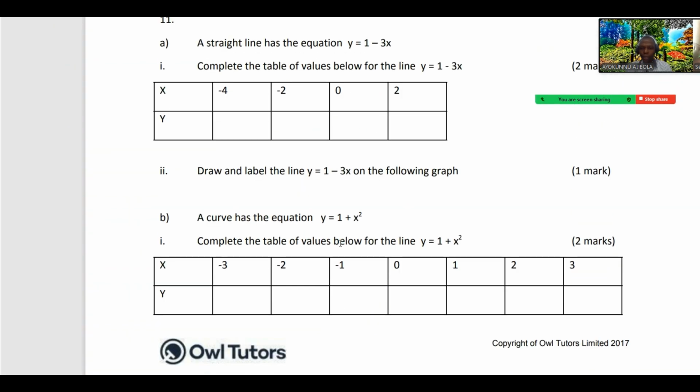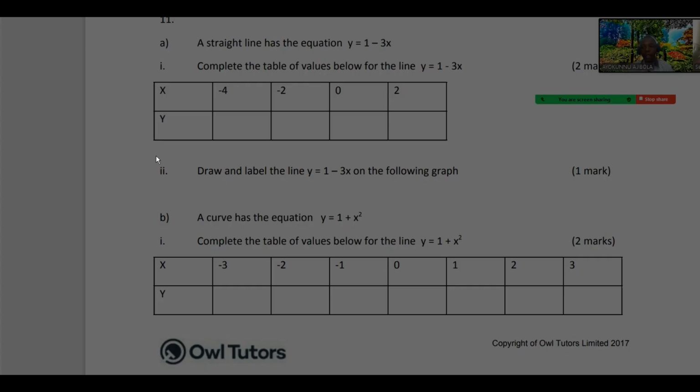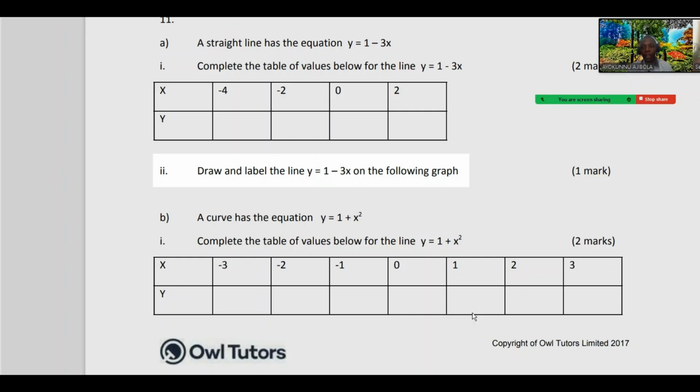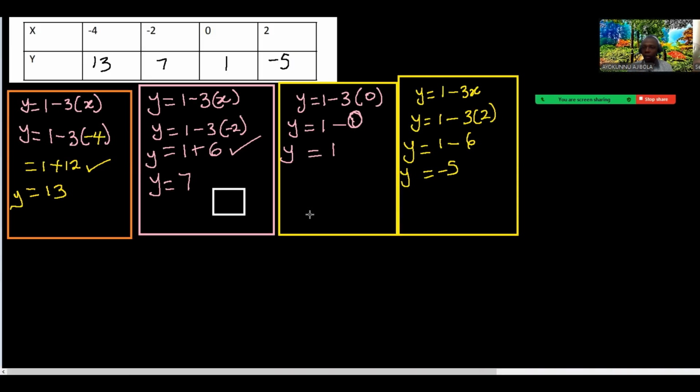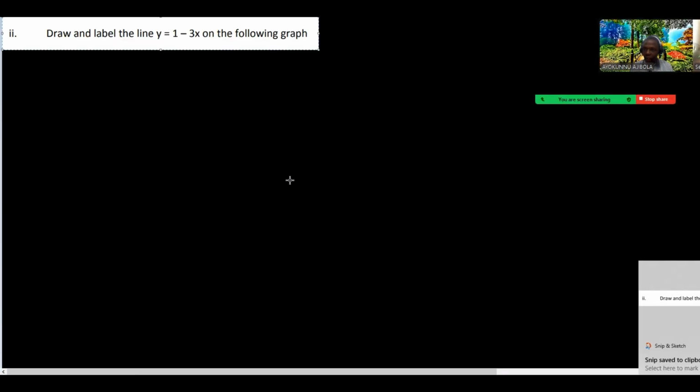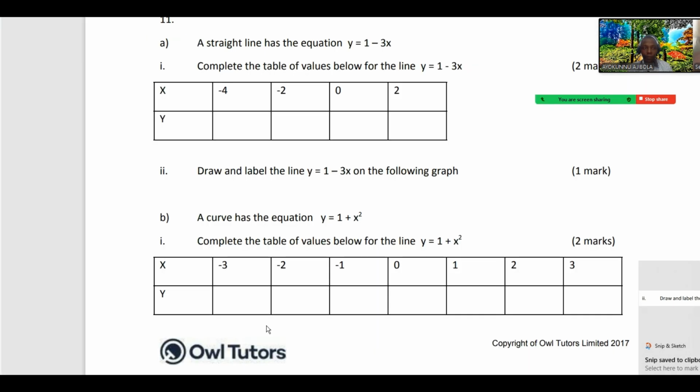It says you should draw and label the line y equals whatever. So based on the values given, we have to draw it on the table, I mean on the graph. Is that clear?